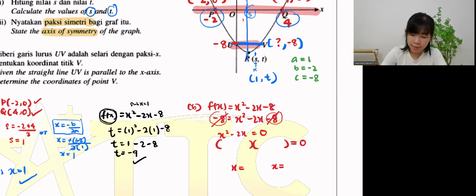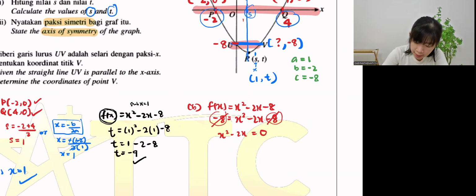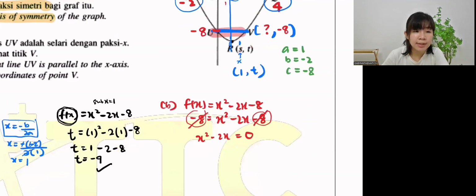Oh yeah, guys, wait. Actually, no need to press the calculator. You can do it manually. When left with two terms, you don't have to factorize with the calculator. x squared minus 2x, what can be factorized? What can be taken out? Both also have x, so we can take out the x. So we get x(x minus 2) equals 0.